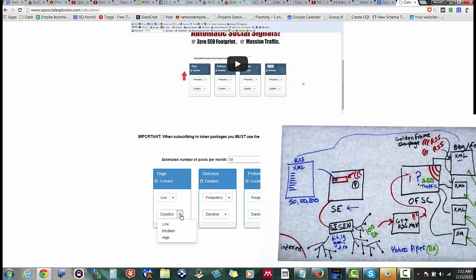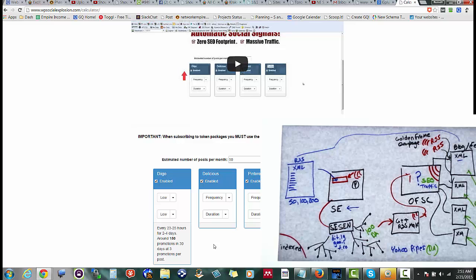Do you want to do low frequency, low duration? And we explain what all this means. Low means every 23 to 25 hours for 2 to 4 days. We have a pretty sophisticated system of publishing. The reason we have this is because some people want a whole lot of social signals pointed back at that post, and some want not as many.